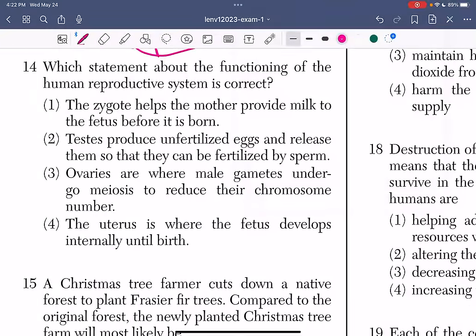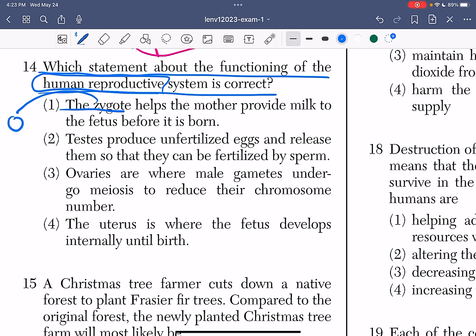Number 14. Which statement about the function of the human reproductive system is correct? Human reproductive system. Let's see. The zygote, and a zygote is a fertilized egg. The sperm is in there and it's fertilized. Helps the mother provide milk to the fetus?